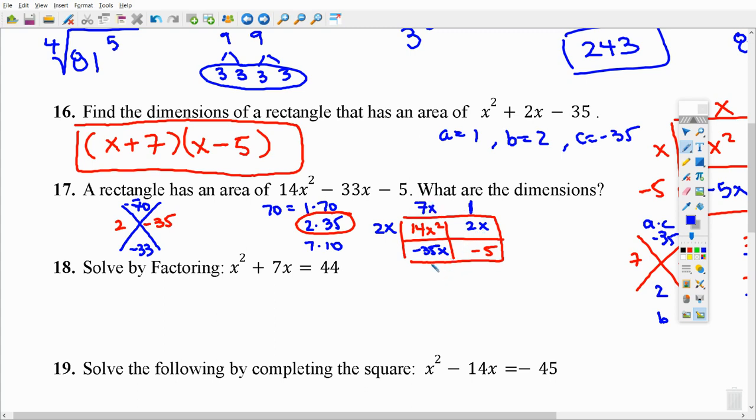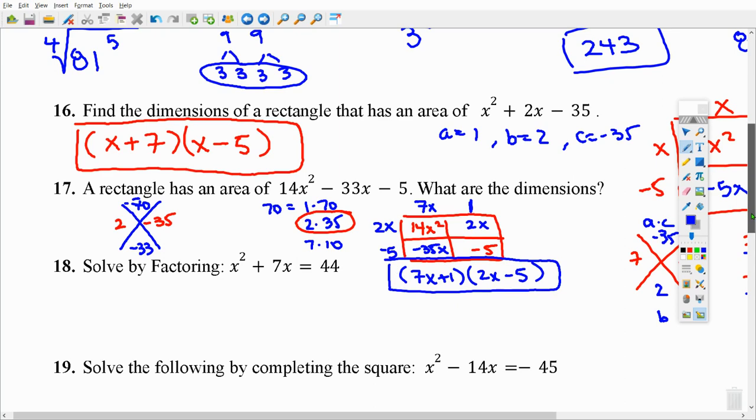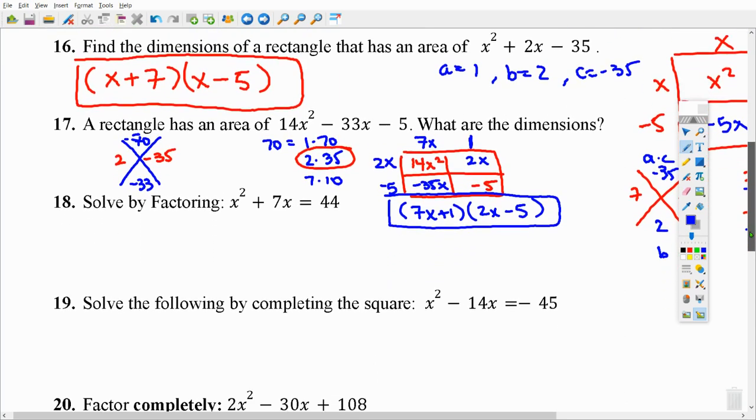And you keep going, 7x times negative 35x, or what times that gives us negative 35? It's going to be just 5. So for this one, double check. 1 times, missing a negative, negative 5 gives us the negative 5 there. And so our final dimensions, our side lengths, 7x plus 1, 2x minus 5, like so. All right, so that's number 17.